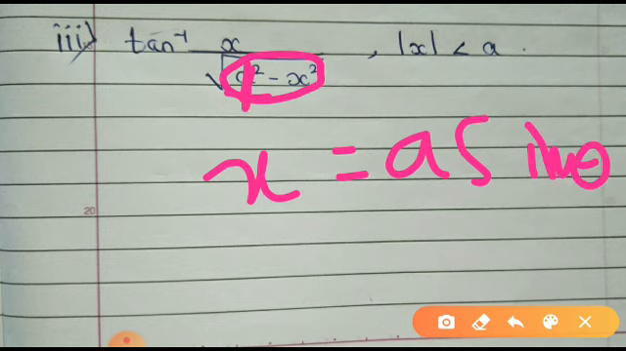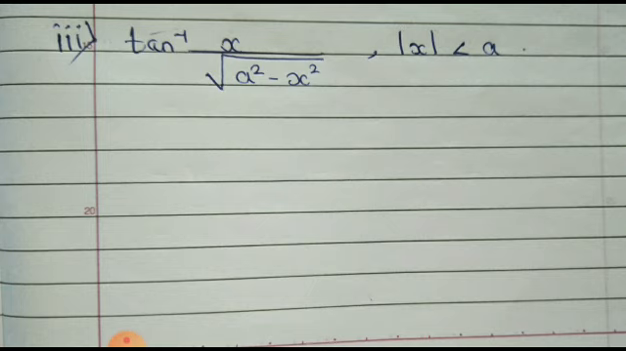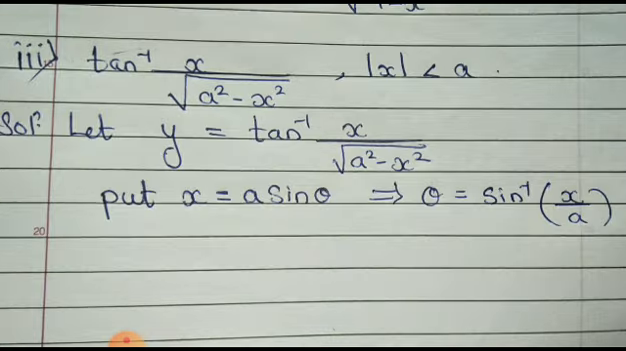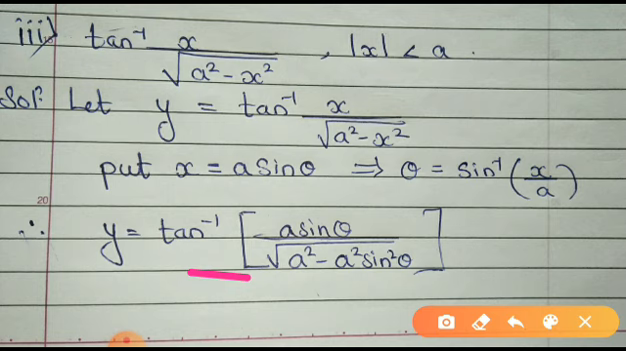If 1 minus x square, directly I can substitute x as a sine theta. So theta will be sine inverse of x by a. So put the value there and you will get y equal to tan inverse of a sine theta by root of a square minus a square sine square theta.